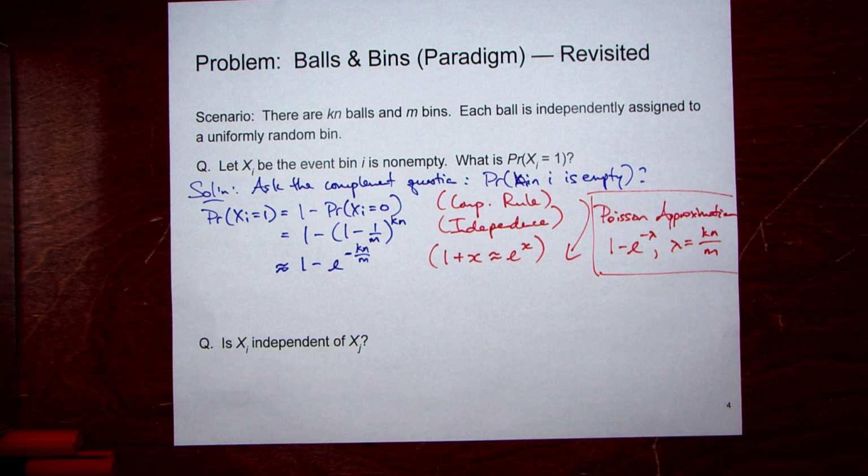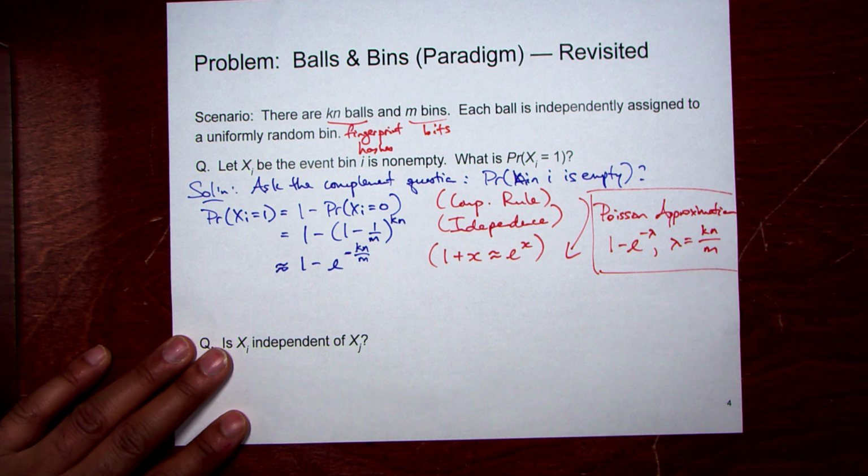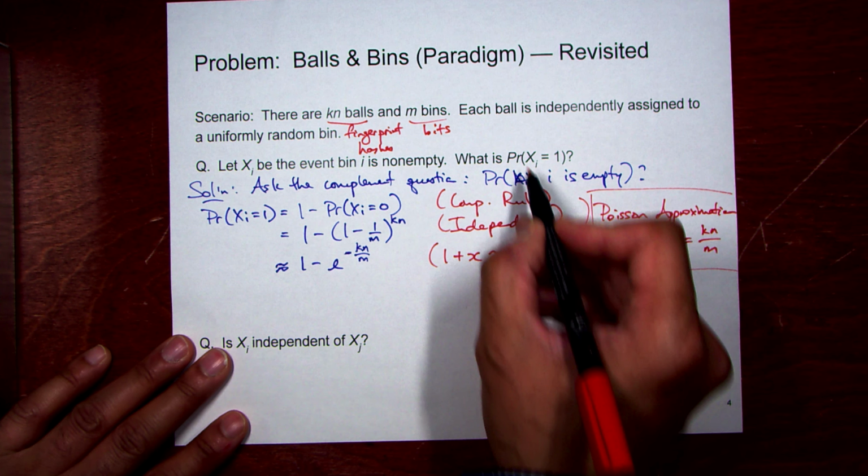Let's tie this back into the bit vector. In our problem, the kn balls are our fingerprint hashes. The bins are bits in the bit vector, and the probability that xi is equal to 1 is the probability that bit i is equal to 1.